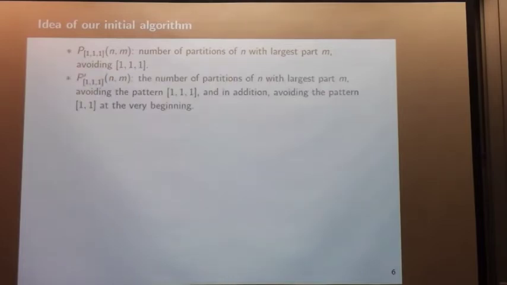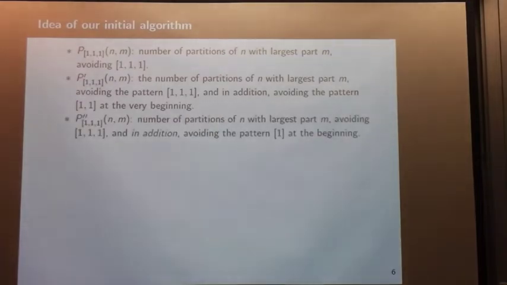P prime 111(m, n) is the number of partitions of n with largest part m avoiding pattern 111, and in addition avoiding the pattern 11 at the very beginning. And P double prime, also with the same global condition, but now avoiding 1 at the very beginning.